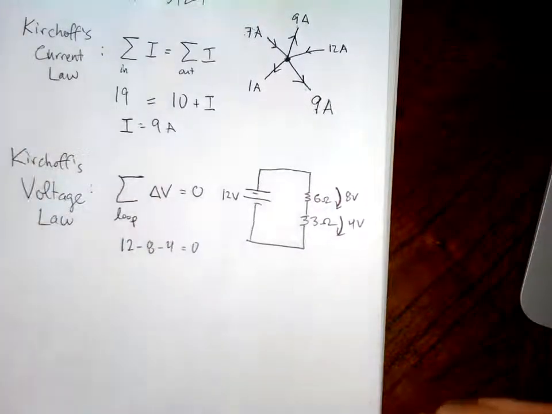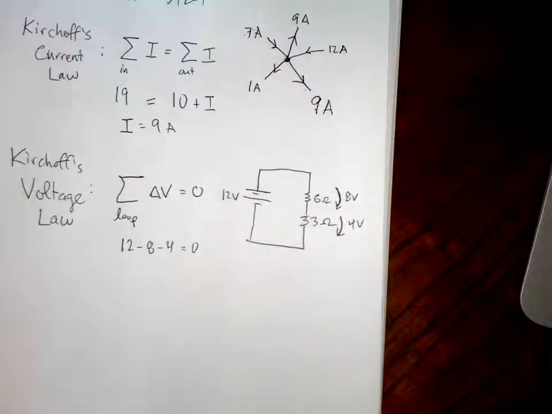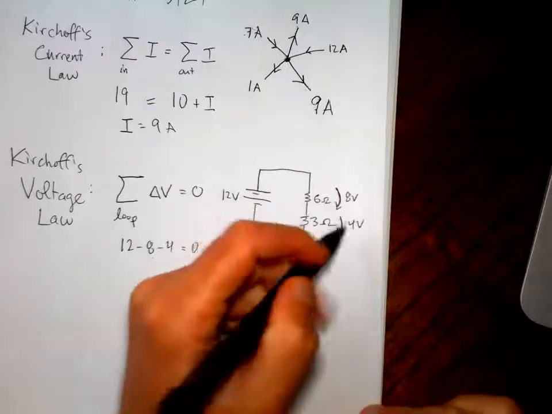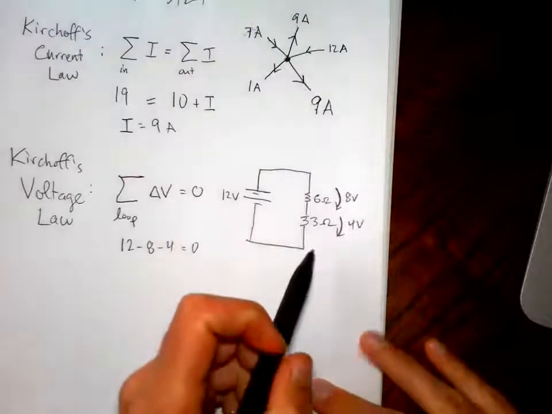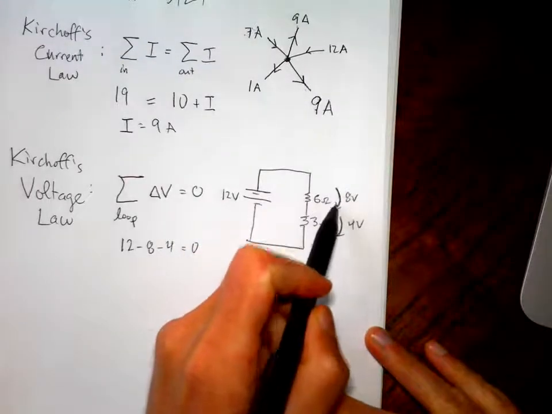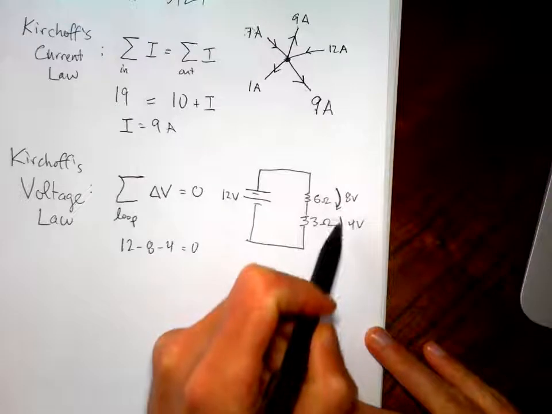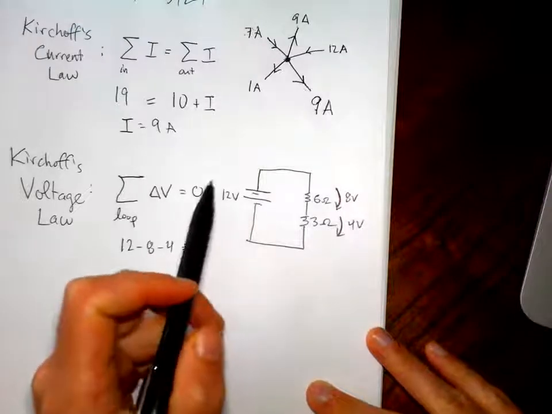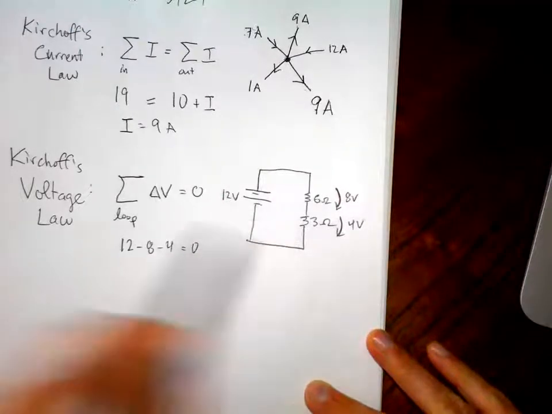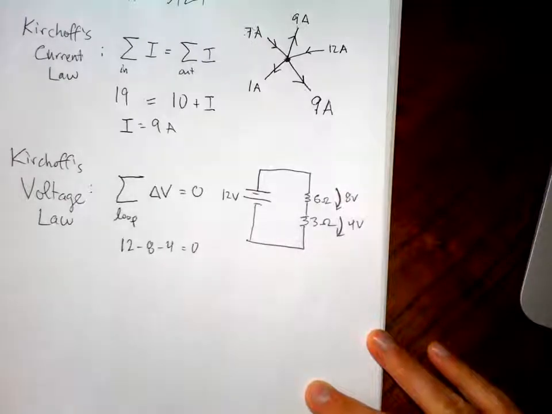So you might remember when I was talking about voltage dividers, I said that the reason it's called a voltage divider is because the voltages that each resistor gets add up to the battery voltage. Well, that is a reflection of Kirchhoff's voltage law. All right.